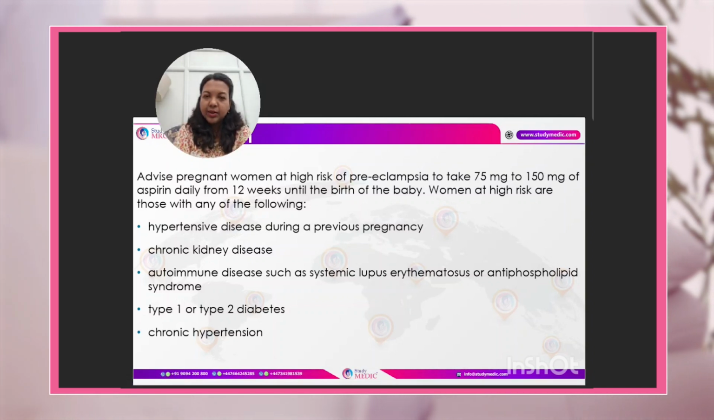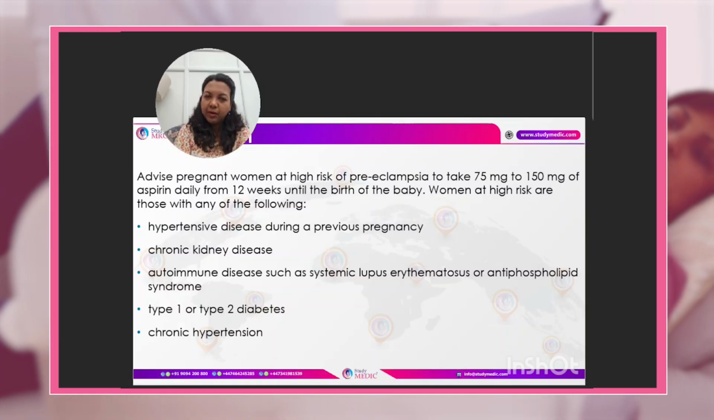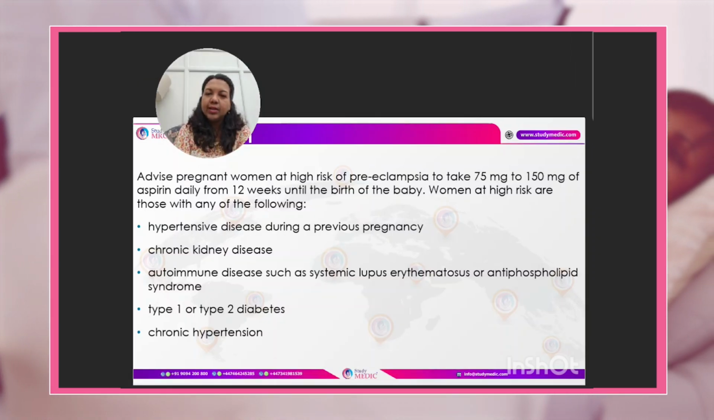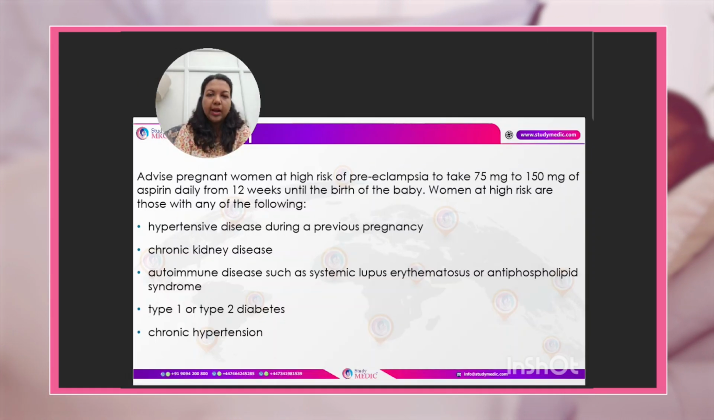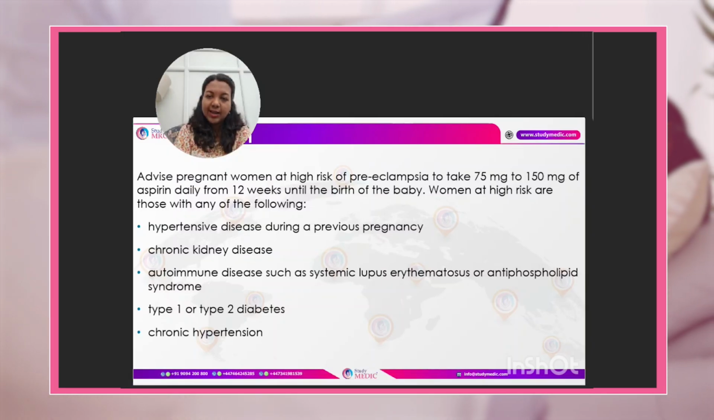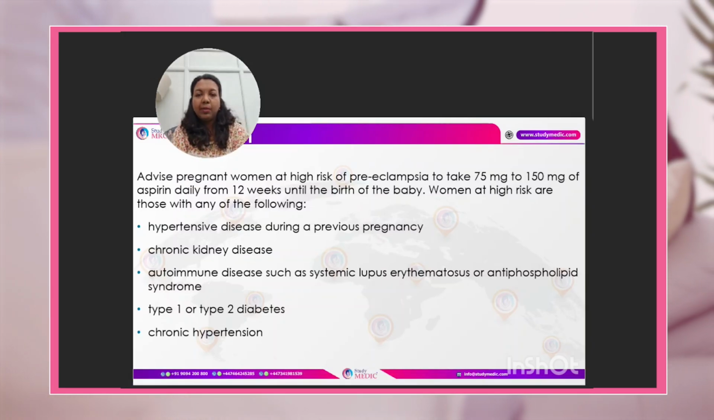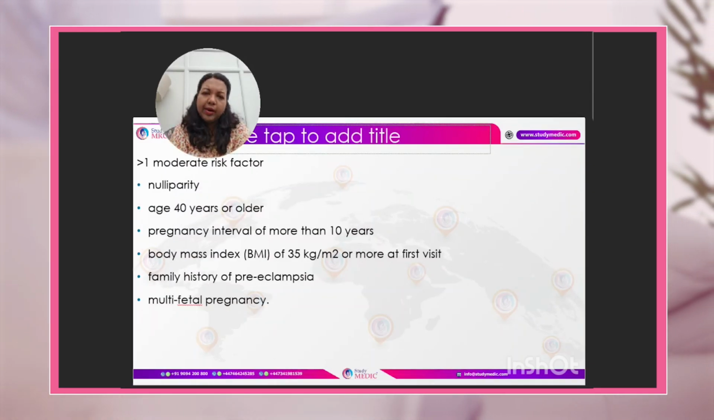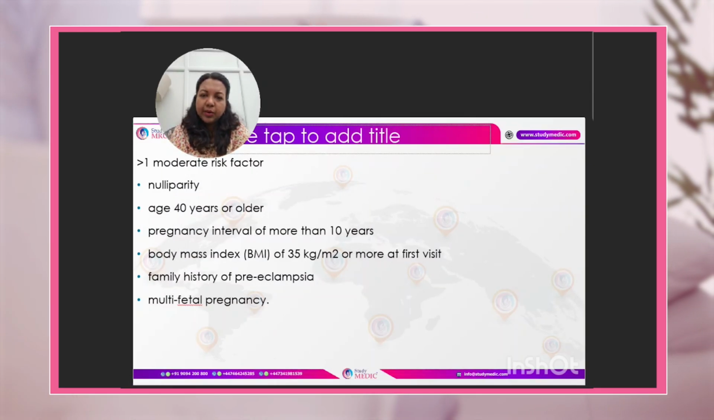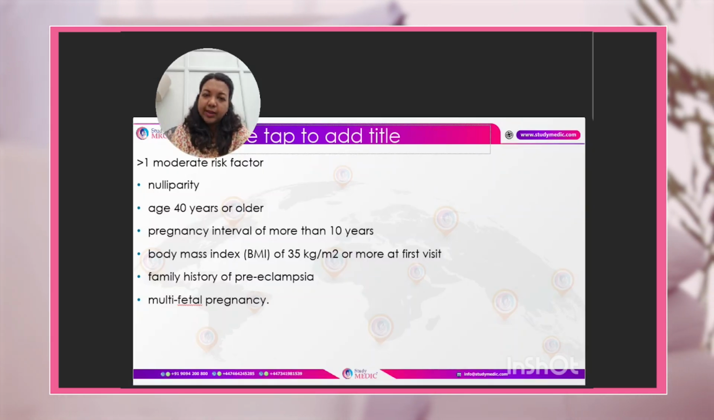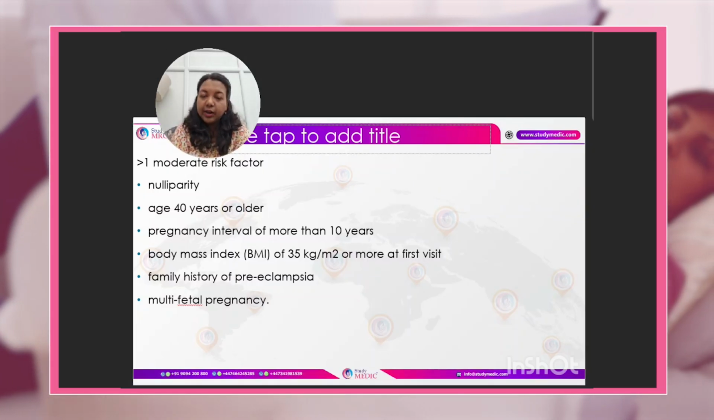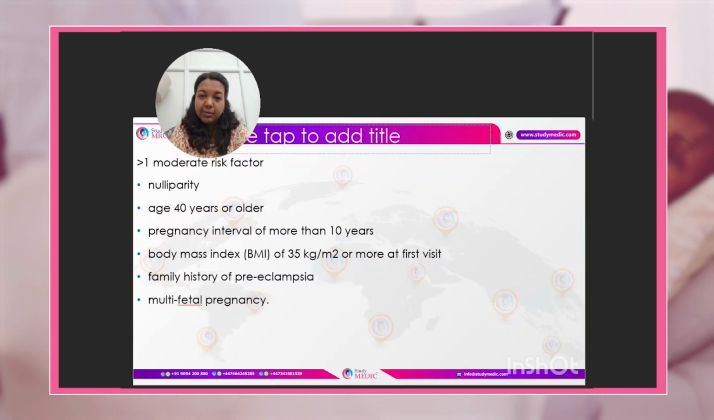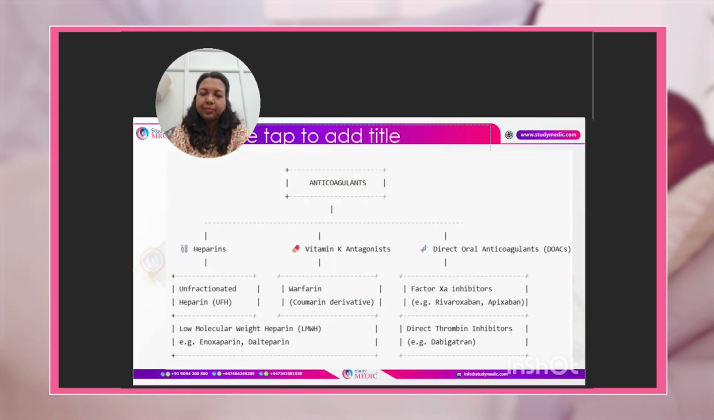What are the major risk factors? Hypertensive disorders in a previous pregnancy, chronic kidney disease, type 1 or type 2 diabetes mellitus, chronic hypertension, or any autoimmune disorders like SLE, Sjogren's syndrome, rheumatoid arthritis, or antiphospholipid syndrome. What are the moderate risk factors? Nulliparity, age more than 40 years, pregnancy interval of more than 10 years, BMI of 35 or more, family history of preeclampsia, and multiple pregnancy.